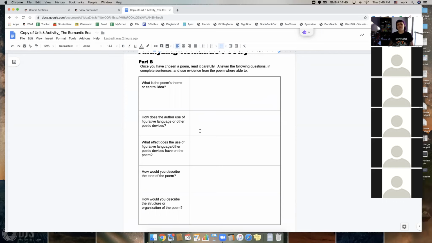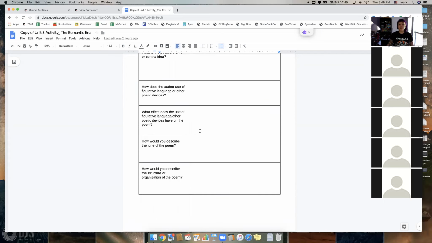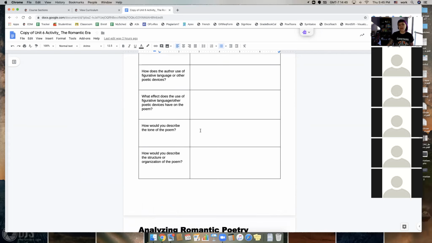I definitely recommend trying to use evidence where you're able to, which is just like pulling bits of the poem out that demonstrate what you're trying to say here. So what is the poem's theme or central idea? Like, what is the poem about? Question 1. How does the author use figurative language or other poetic devices? So, like, what elements of figurative language are visible in the poem? What other poetic devices are provided? So that's definitely a really good spot to pull some examples, just to show, hey, and then note what figurative language or poetic device is being used.